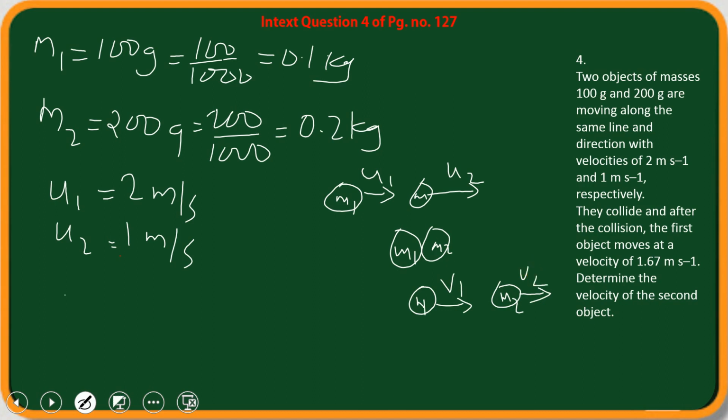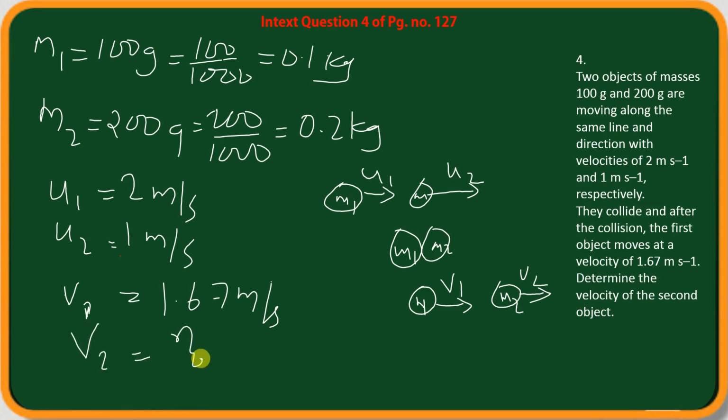Now what is V1 after collision? V1 is the velocity of the first one, 1.67 meter per second. Then determine the velocity of the second one. That is, we have to find V2. V2 we have to find. Understand? This is the setup of the question. I hope you understand this much.